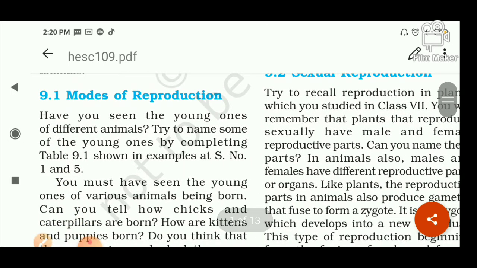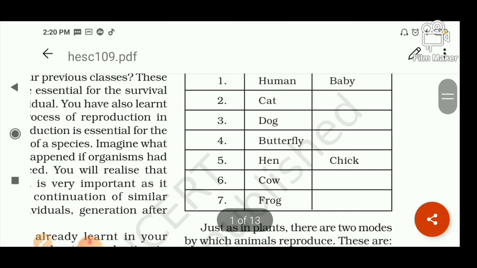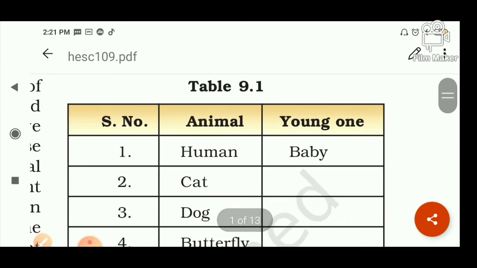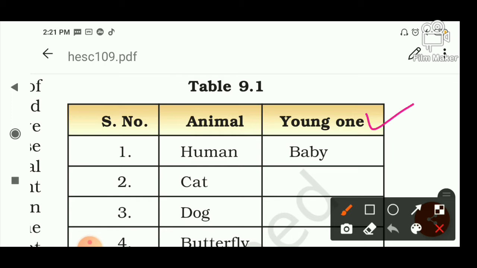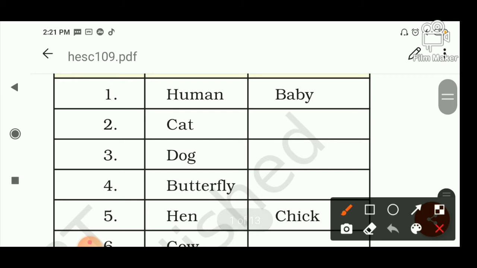Have you seen the young ones of different animals? Try to name some of the young ones by completing table number 9.1. Now see, this is the table. In this table, names of the animals are given and here you have to write the names of the young ones. We all know the young one of the human is called baby.